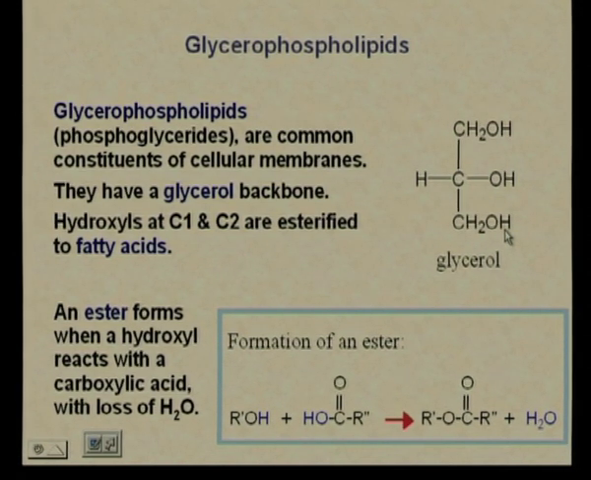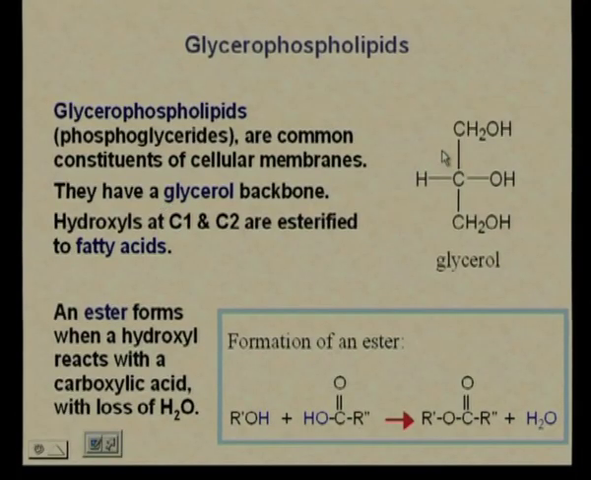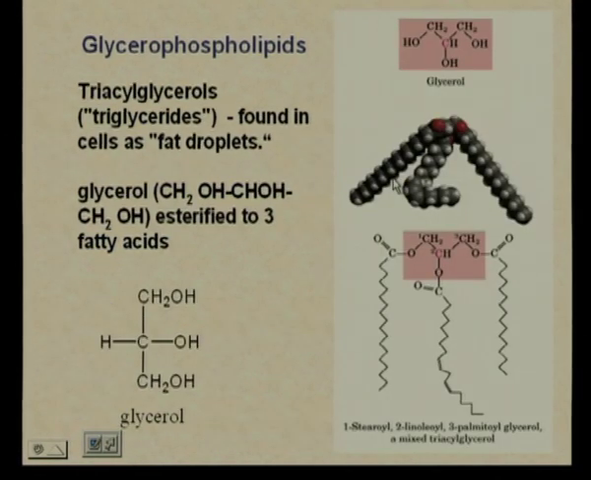Usually, there are two fatty acids attached to it, which is why I had two lines sticking out from the polar head group. So, we have the hydroxyls at C1 and C2 that are esterified with the fatty acids. The one that I show you here is triacyl glycerol, which is what comprises the fat droplets that we have in cells.